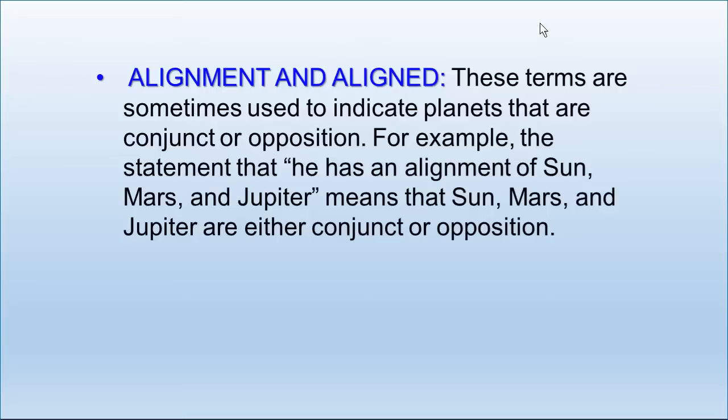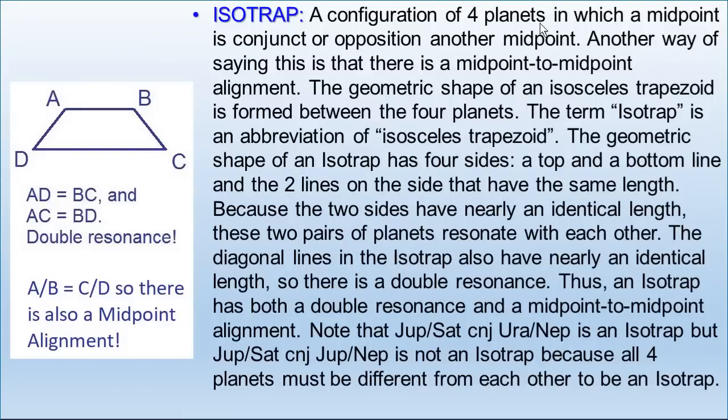The terms alignment and aligned. These terms are sometimes used to indicate that planets are conjunct or opposition. So you'll hear a statement like an alignment of Sun, Mars, and Jupiter. It means that they're either conjunct or opposition. So alignment means on an axis, conjunct or opposition. They are aligned or in an alignment. That's what it means in vibrational astrology.